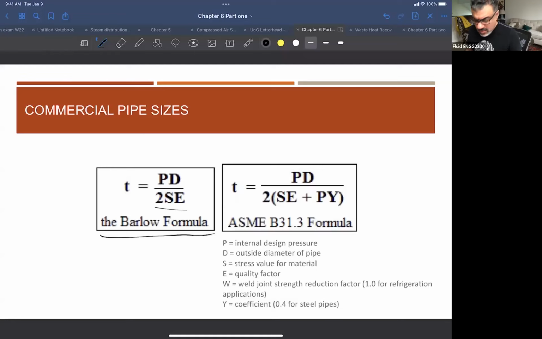In addition to this, this formula is also accounting for how this pipe is made. Is the pipe seamless, which means those pipes are manufactured by an extrusion process, or is this pipe made of sheet and this sheet is welded in order to create this pipe? So all these factors affect the thickness that you're going to select for these pipes.